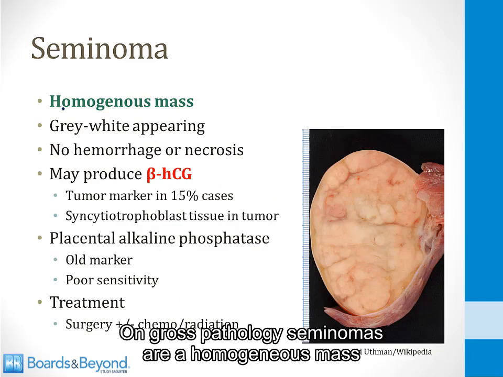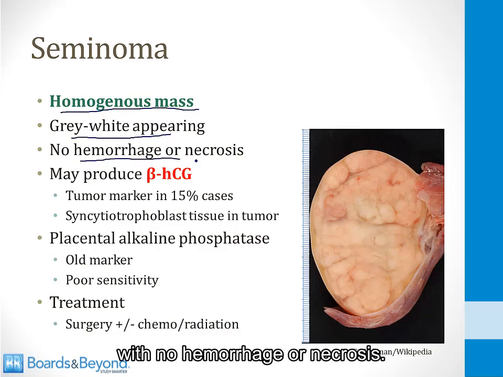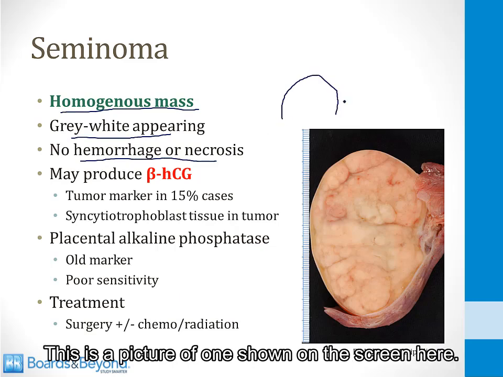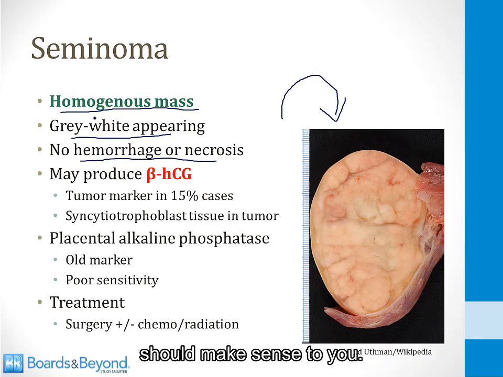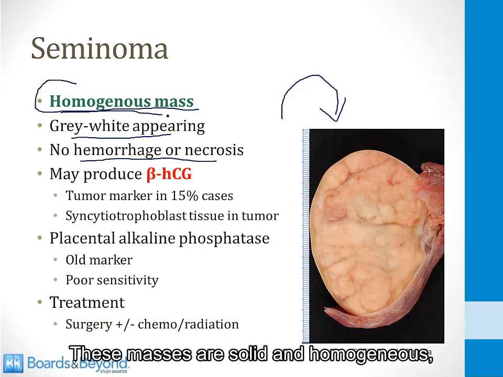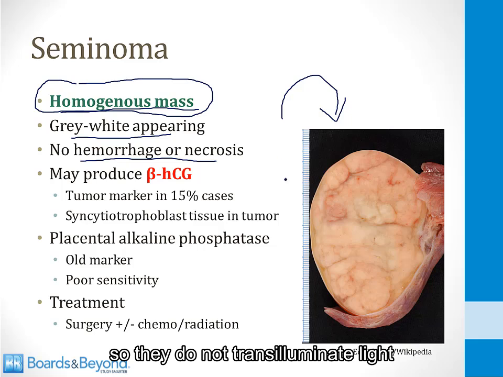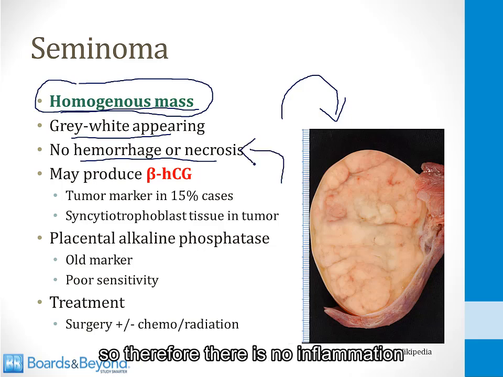On gross pathology, seminomas are a homogeneous mass that are gray-white appearing with no hemorrhage or necrosis. This is a picture of one shown on the screen here. And the clinical presentation of a painless mass that does not transilluminate light should make sense to you. These masses are solid and homogeneous, so they do not transilluminate light, and there's no hemorrhage or necrosis, so therefore there's no inflammation, and that makes it a painless mass.